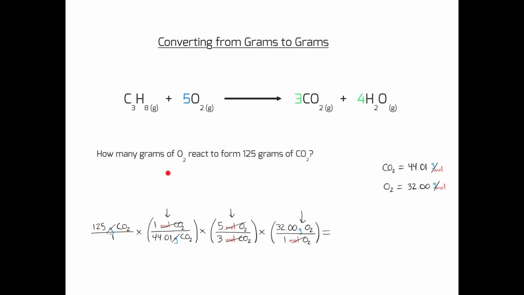And because grams of O2 is what we're trying to find, we can go ahead and do our calculation. So we multiply 125 times 1 times 5 times 32, and what we get is 20,000 grams of O2 on top. And we keep the grams of O2 because it's the only unit that hasn't been canceled on top. Now we calculate the bottom. We say 1 times 44.01 times 3 times 1, and what we get is 132.03. And notice that there's no units here because all of the units on bottom have been canceled. So we divide 20,000 by 132.03, and what we get is 151 grams of O2.